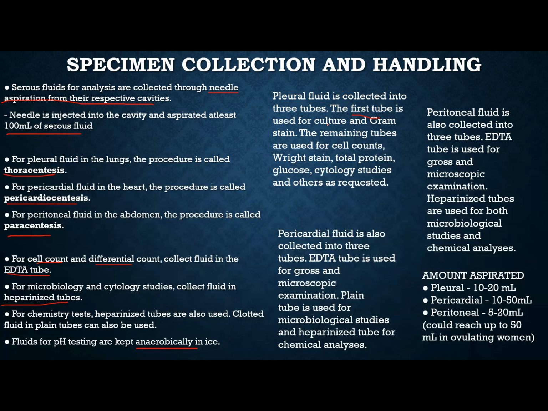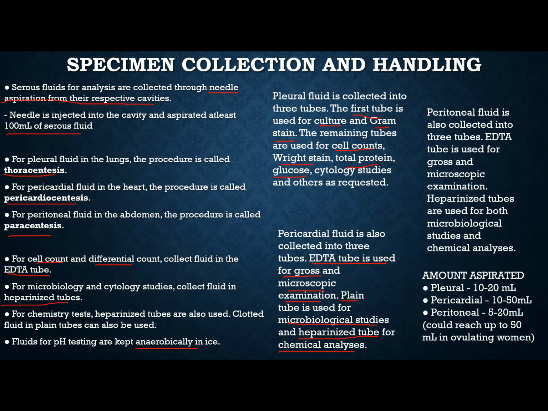The first tube is for culture and gram stain, while the remaining 2 tubes, 2 and 3 class, could be used for cell count, Wright stain, total protein, glucose, cytology, and others as requested. Then for pericardial fluid class, the tube is used for gross and microscopic examination. Plain tube class is used for microbiological studies, and heparinized tube would be for chemical analysis.